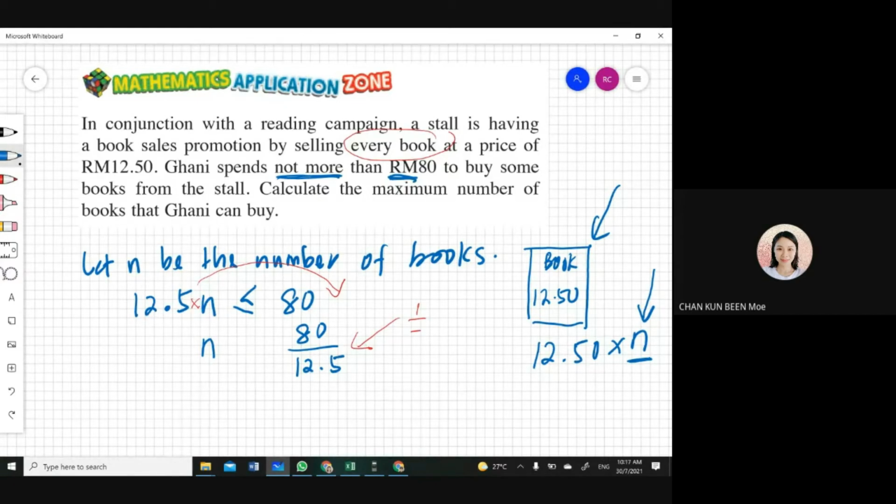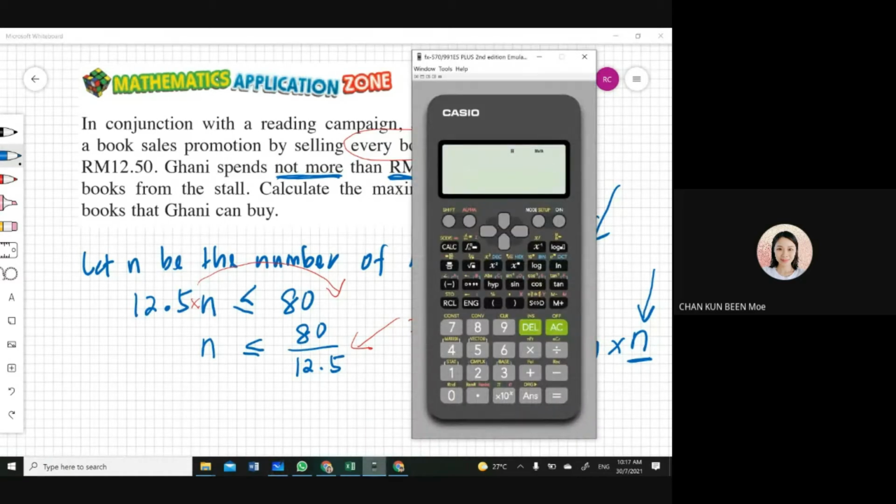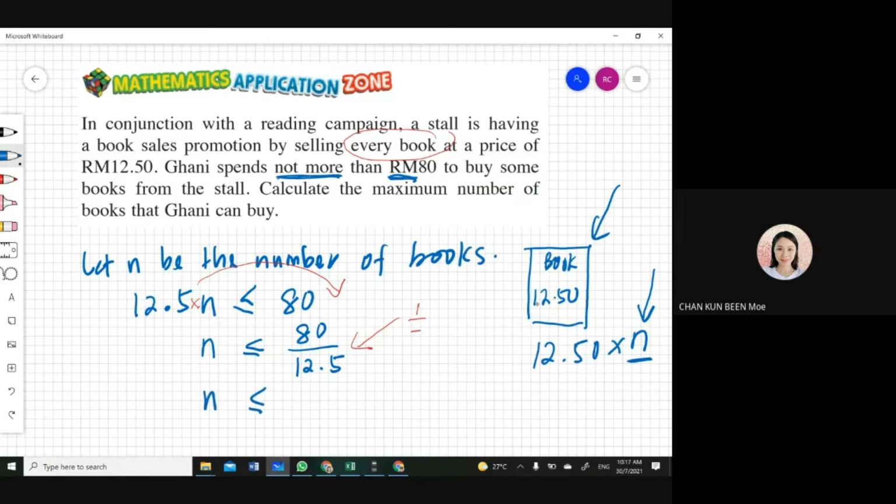I make it the same, which is in blue. Then we do the calculation over here. 80 divided by 12.5. The answer is 6.4. So we can write down already N is less than or equal to 6.4. Now, follow the question that is given over here. They ask you, calculate the maximum number of books that Gani can buy. From the answer that we found out over here, what do you think? How many books can Gani buy?